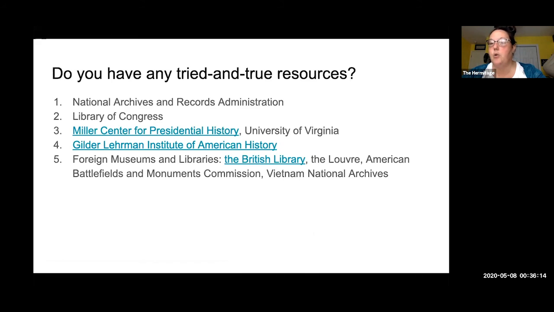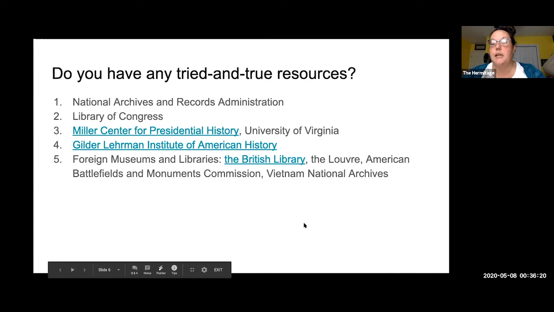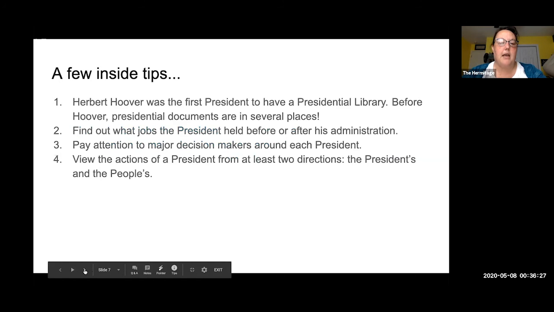Places like the British Library, the Louvre in France, the American Battlefields and Monuments Commission, but those in developing countries might be a little hit or miss. So just go into that with kind of an eye out for that.